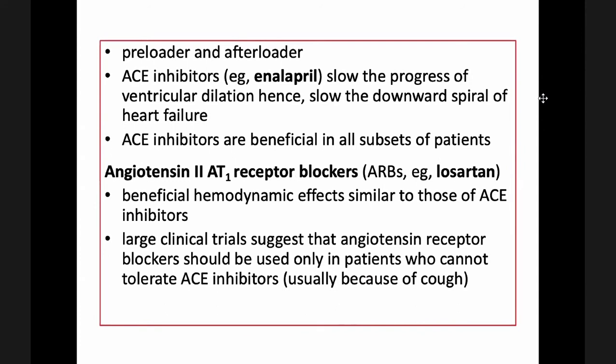So your ACE inhibitor, as I've said earlier, is both a preloader and an afterloader. So it's a balanced dilator. The ACE inhibitors will slow the progress of ventricular dilatation so that it will also slow down the downward spiral of the heart failure. So ACE inhibitors are beneficial in all subsets of patients. Your angiotensin AT1 receptor blockers like your losartan have beneficial hemodynamic effects similar to your ACE inhibitors. In clinical trials, it suggests that your ARBs should be used only in patients who cannot tolerate your ACE inhibitors because of cough.